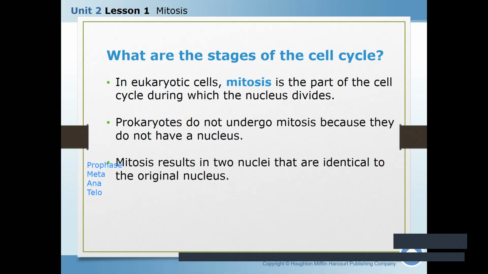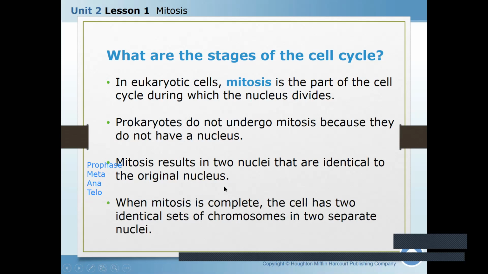Mitosis results in 2 nuclei that are identical to the original nucleus. Girls, nuclei means the plural of nucleus. So the 2 nuclei are the same as the original nucleus. When mitosis is complete, the cell has 2 identical sets of chromosomes. When I say set, that means you don't have 1 chromosome, you have 2 chromosomes in 1 set. There will be 2 strands together in 2 separate nuclei.